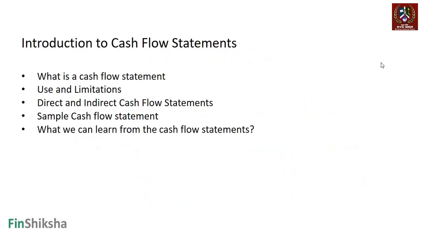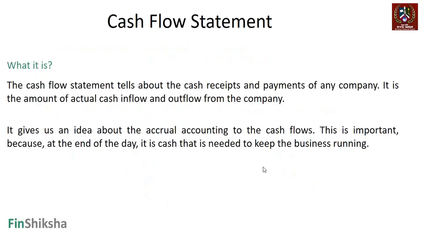So we're going to cover what is a cash flow statement, what are the uses and limitations of a cash flow, direct and indirect cash flow statements, how to look at a sample cash flow, and what can we learn from cash flow statements, right? So when we look at a cash flow statement, it tells us about the cash receipts and payments of any company. It's the amount of actual cash inflow and outflow. So technically, this is like a bank statement, right? And just like a bank statement, these are all actual transactions that will come out, right?